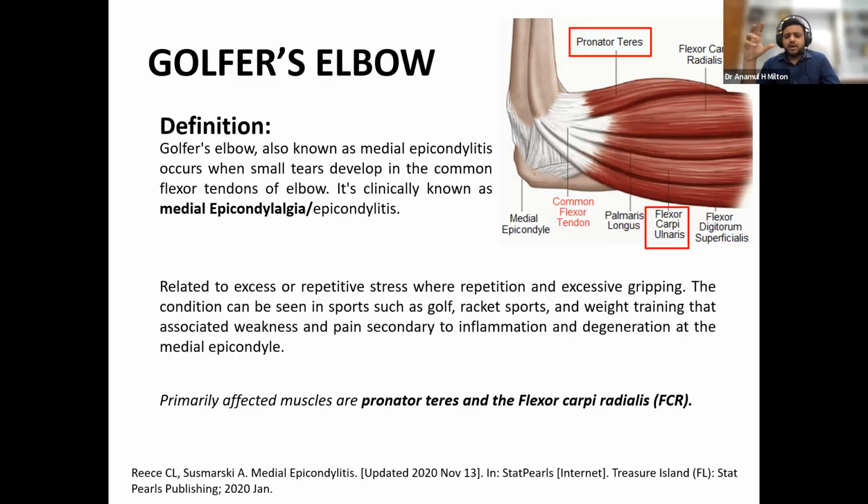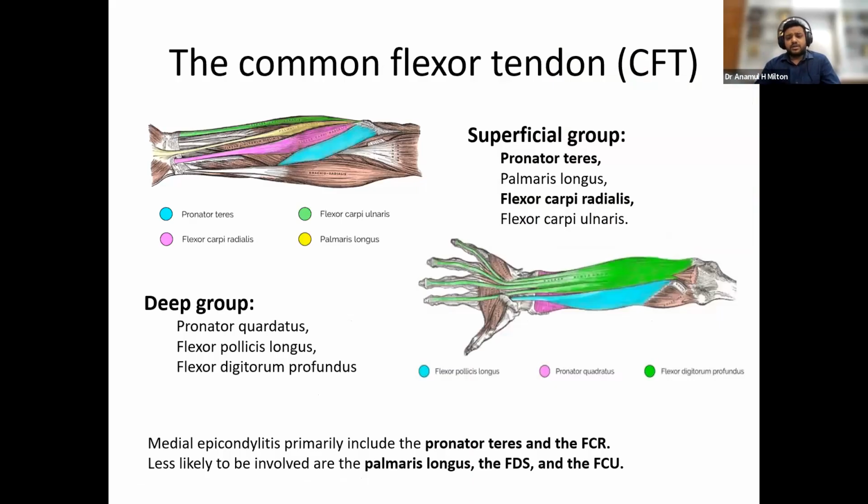Okay. Actually, those people playing golf or racket sports, or even weight training, are affected by this type of problem. And it is mostly degeneration, but sometimes there is some secondary inflammation. Sir has already talked about these things, the superficial group and deep group. I'm not talking so much about it, but among the superficial muscles, there are the pronator teres and the flexor carpi radialis. These 2 muscles are the most commonly affected in case of common flexor tendinitis.